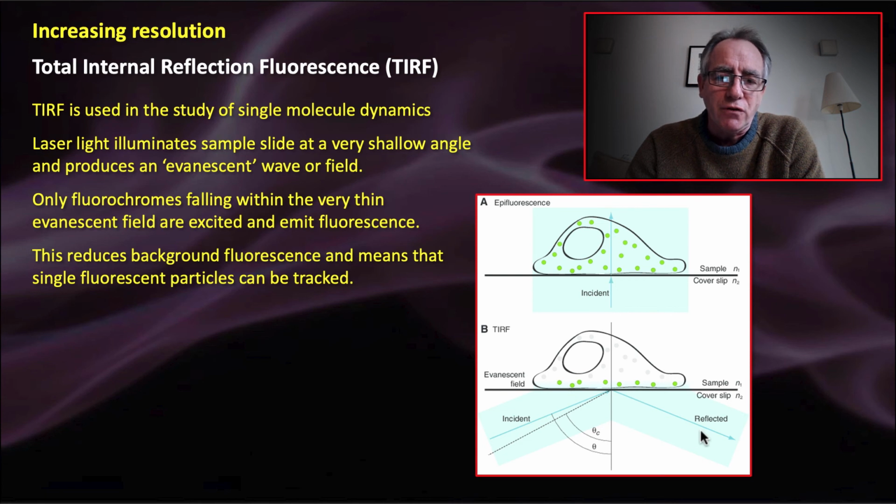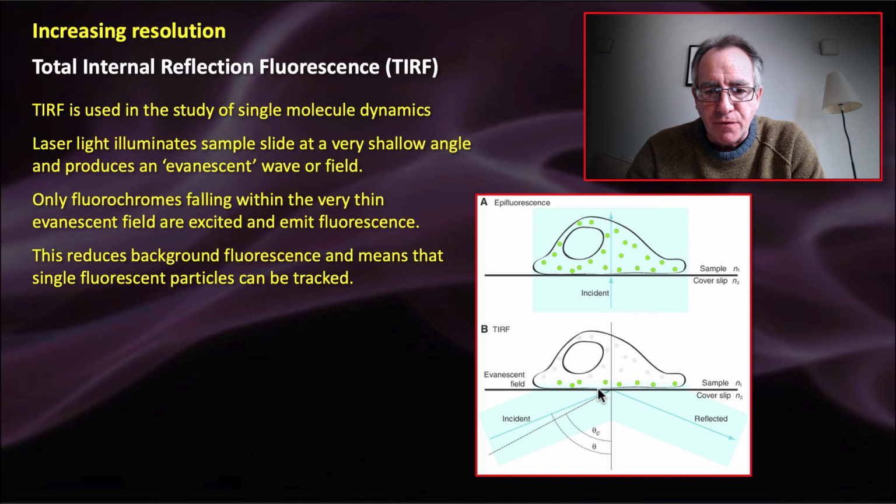To do TIRF, total internal reflection fluorescence, what you do, instead of firing the light straight up to illuminate the cell from underneath, you fire the light at the slide at a very steep angle. Well, what happens, because of the glass interface that's right here in the cover slip, the light reflects away. So this is the incident light coming in, the little blue line here, and reflecting. That's the total internal reflection.